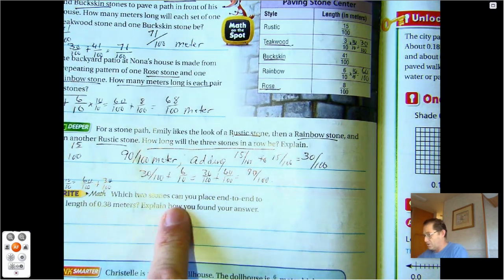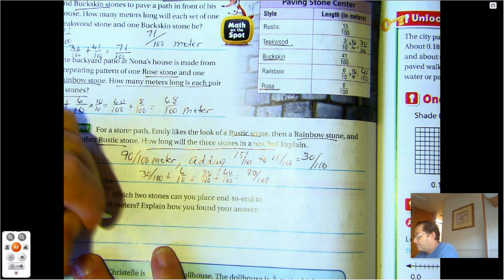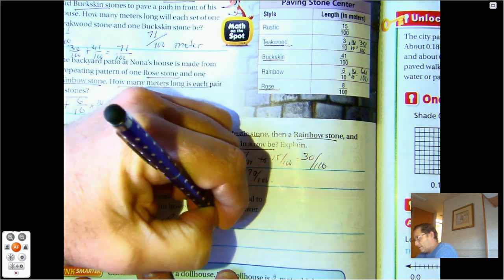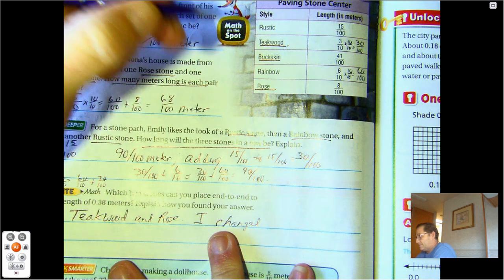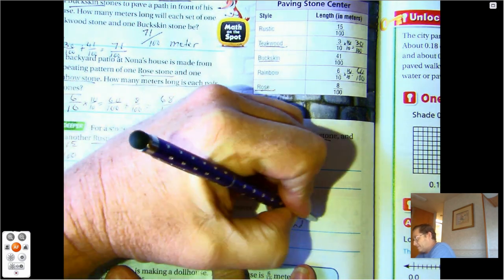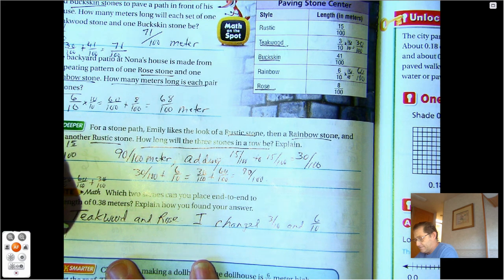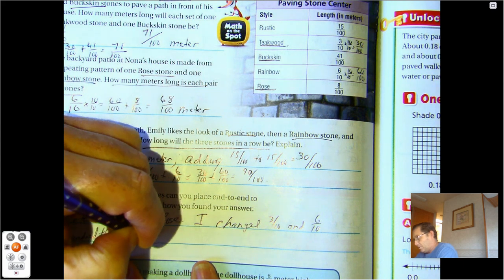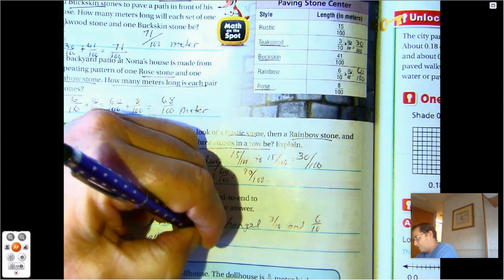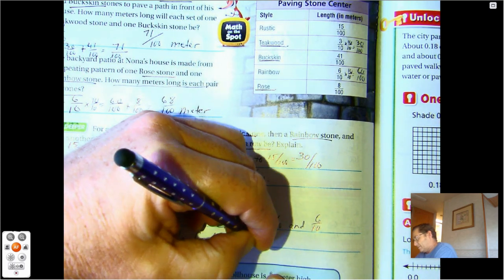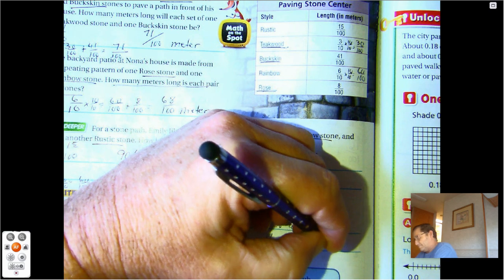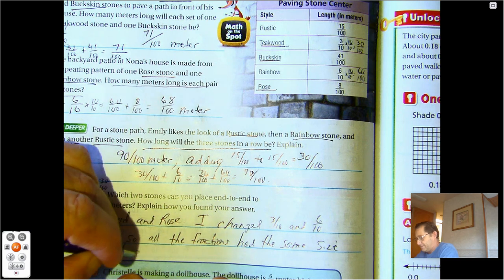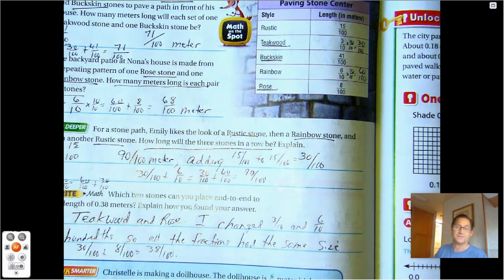So which 2 stones? So we put teak wood and rose. How did I find the answer? I changed 3 tenths and 6 tenths to hundredths. So all the fractions had same size parts. 30 hundredths plus 8 hundredths equals 38 hundredths.